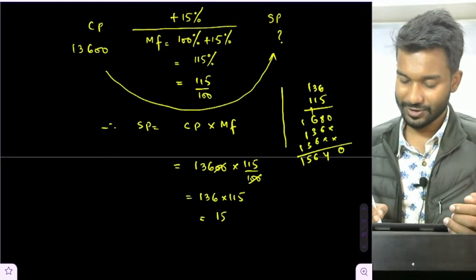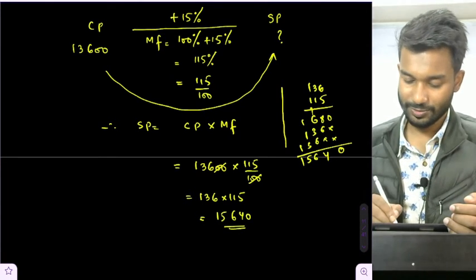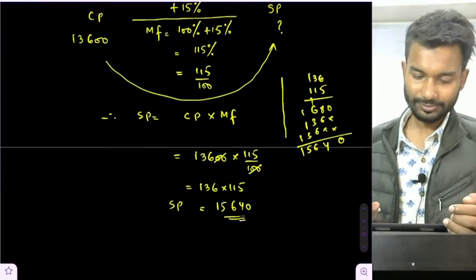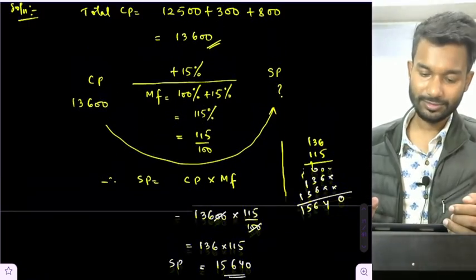So we'll get 15,640. So this should be the selling price of the article. I hope you have understood this one. So next question.